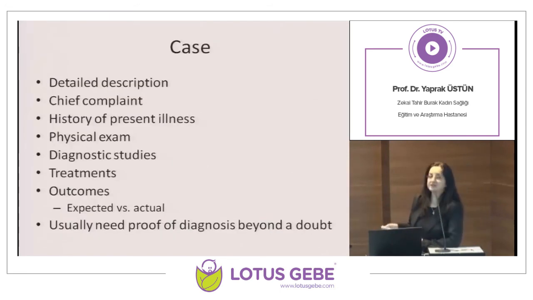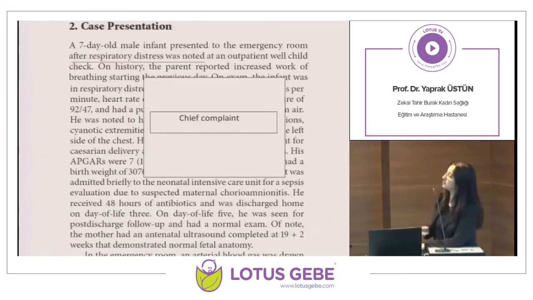When you are writing the case report part or case presentation, you should give the detailed description of the case: the chief complaint, the history of the present illness, the physical examination, the diagnostic studies, the treatments, and the outcomes. The case should usually need proof of the diagnosis beyond a doubt. Let's look at an example. Here you see the same case report.